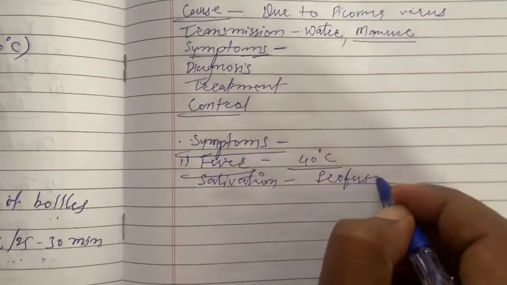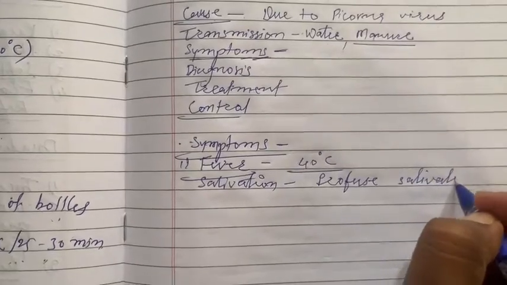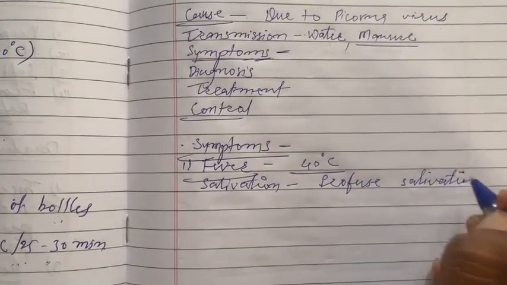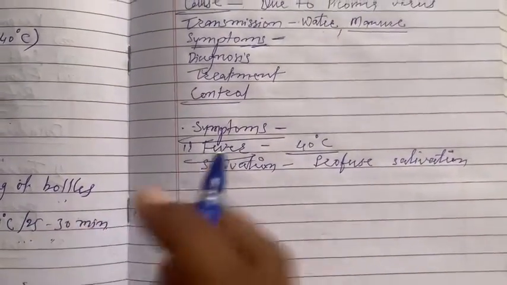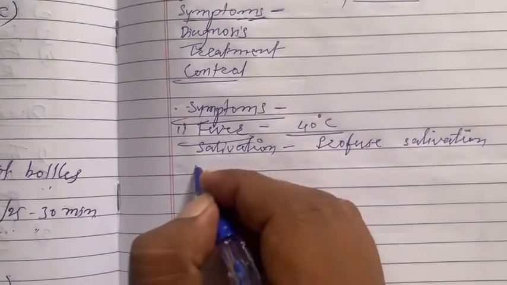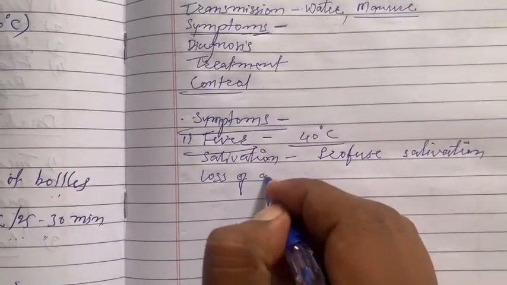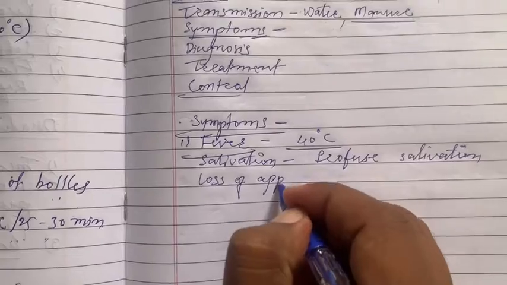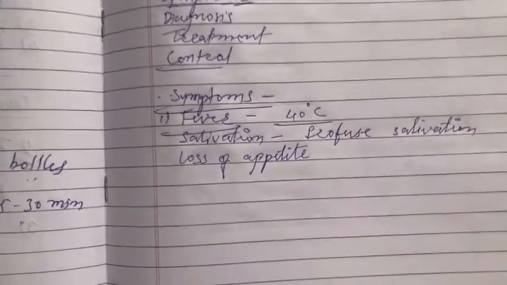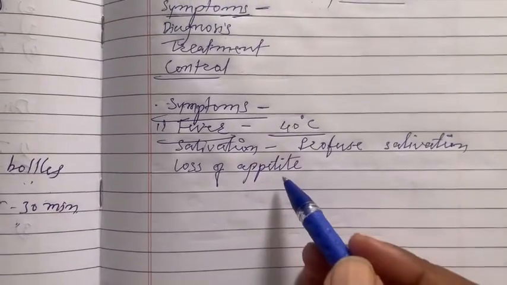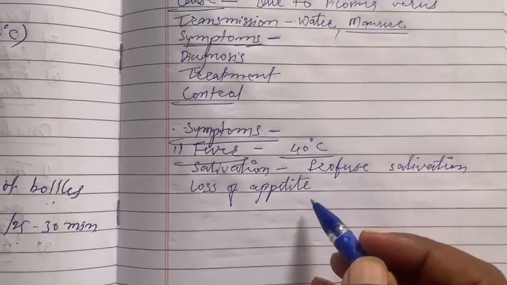Profuse salivation, or you may say the drooping salivation. Then loss of appetite. So this is the third point, loss of appetite, which means the animal refuses to eat. This is the third point.